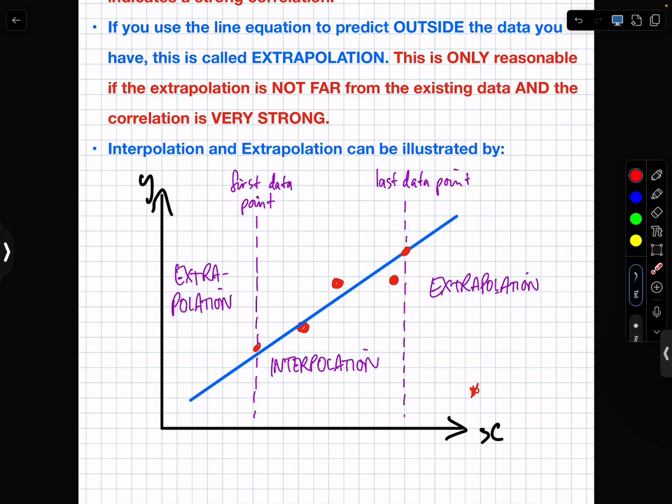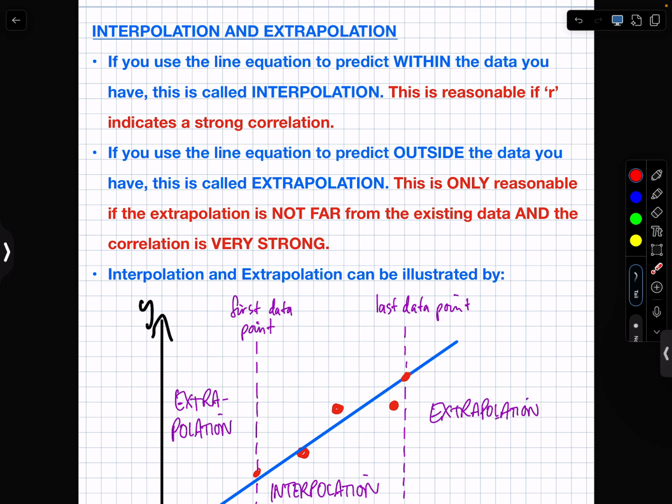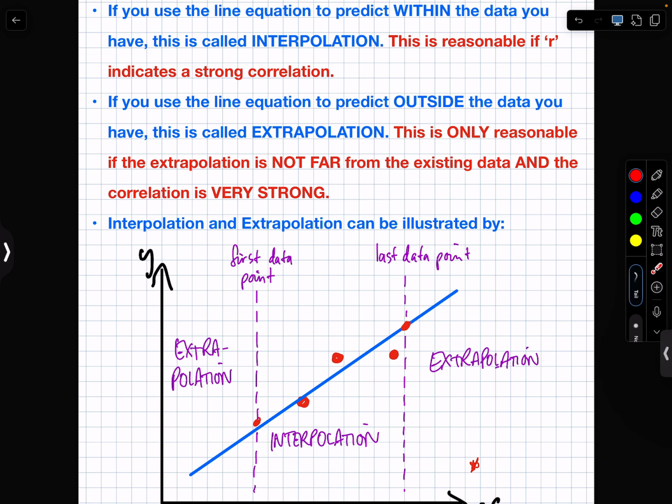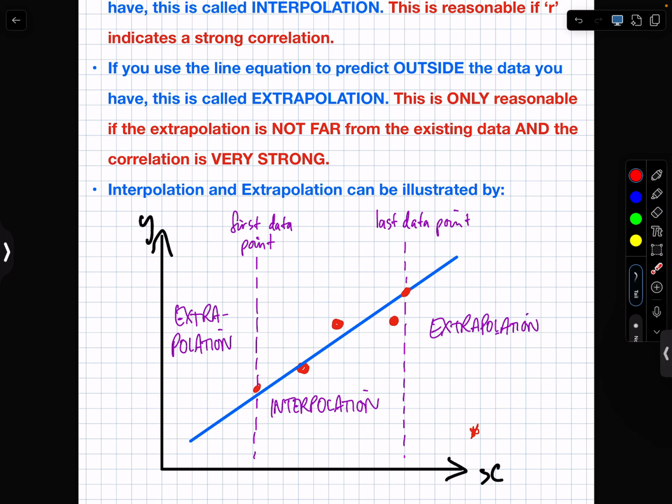Do you agree that if I made this blue line out of my red dots here, it should be pretty fair for me to use that line to predict this red laser point here? Because these dots are pretty close and pretty strong. So interpolation is generally okay as long as your R is over 0.5 or something. If it's like 0.1, no, you wouldn't do it because these dots would be all over the place anyway. The other option is if you use the line equation to predict outside your data, that's called extrapolation.